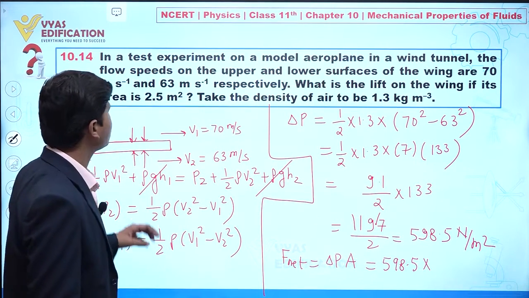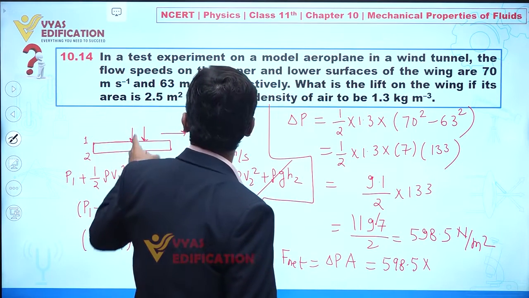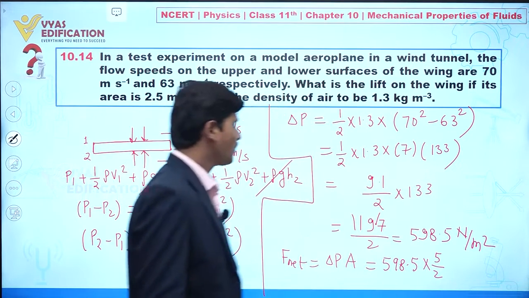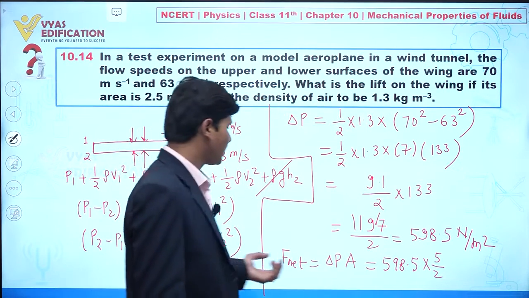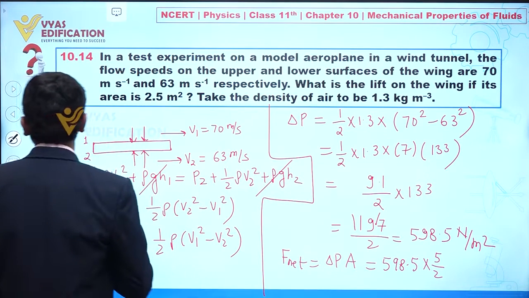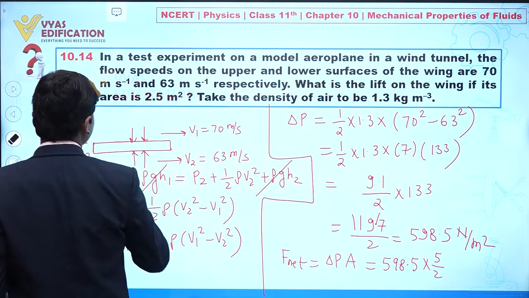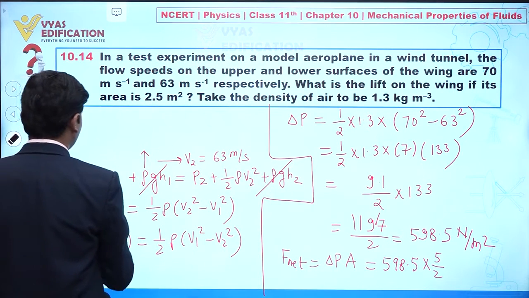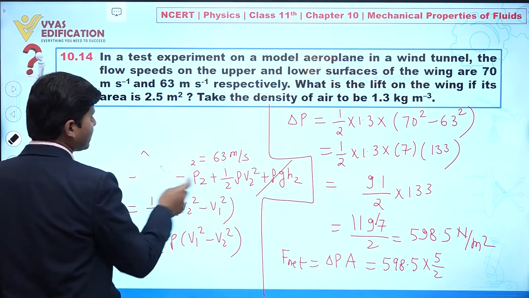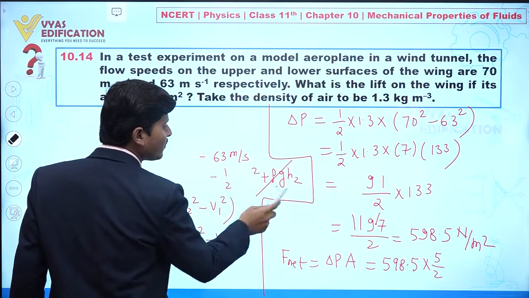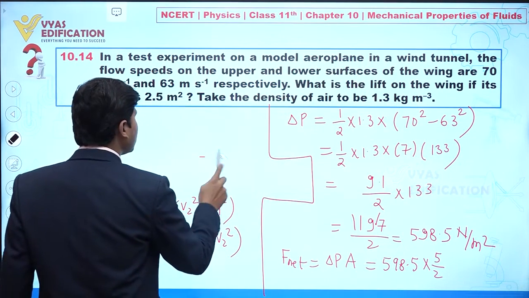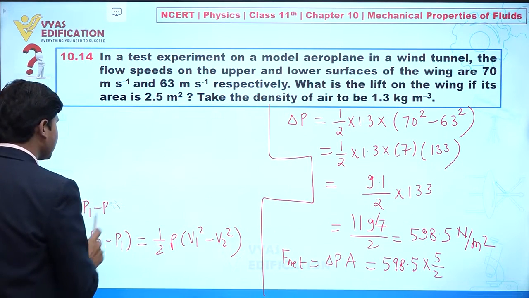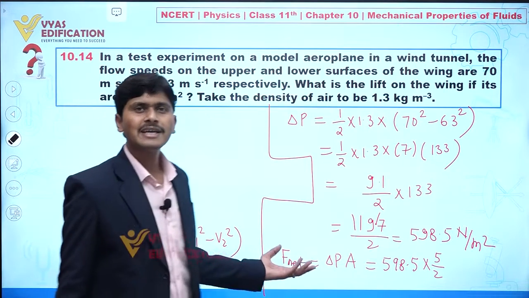So area is given to you, what is the area? We can say 2.5, so I can say this is 5 by 2. Clear? So if you multiply it with 5 and divide it by 2, definitely you can get here net value of force. Clear? So concentrate on the screen. So I think clear to you. Basic concept is here we will apply first Bernoulli theorem, and after applying Bernoulli theorem, definitely we can find here net force acting.